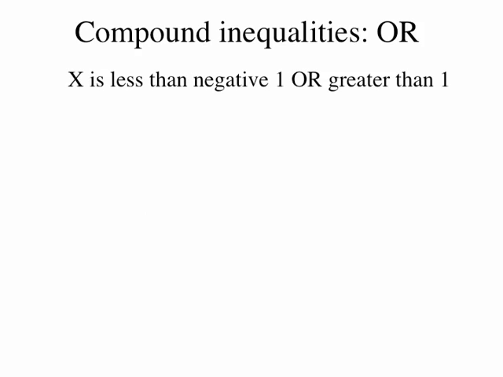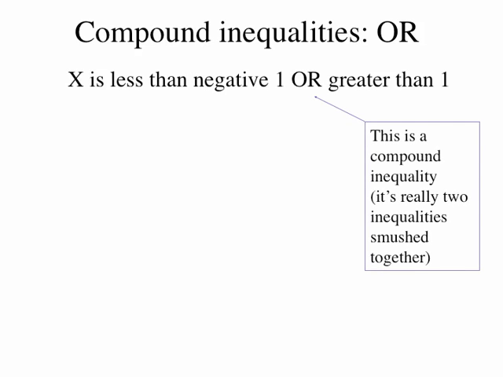First, let's look at some of these compound inequalities. We're going to work with the or statements first. So here's a statement, x is less than -1 or x is greater than 1. This is really a compound inequality. It's two separate inequalities that we've kind of smushed together. The first one is x is less than -1.